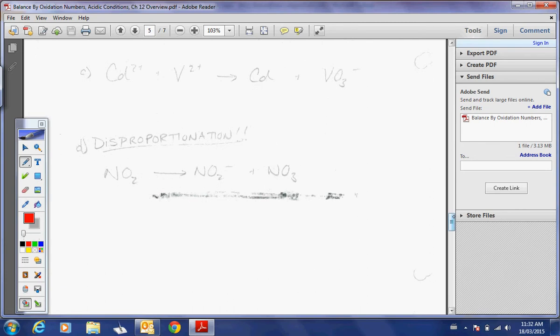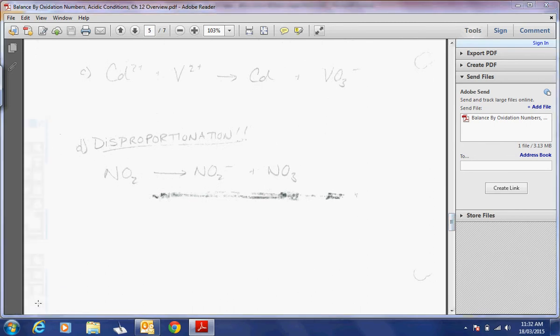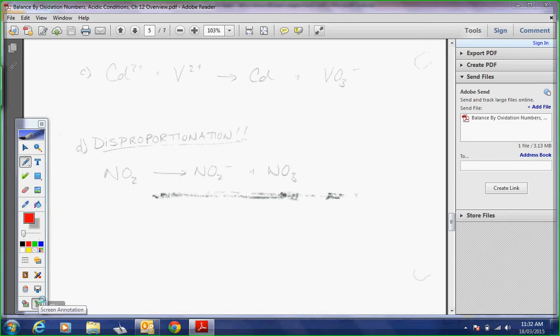Okay, Cd, V2+, and VO3 minus. So this is a 2 plus charge, this is a 2 plus charge, this is a 0 charge, this is negative 2, 2 times 3 is negative 6, so positive 5. Can you do that fast? Probably do it faster without me talking.